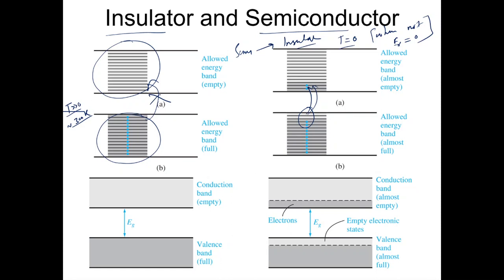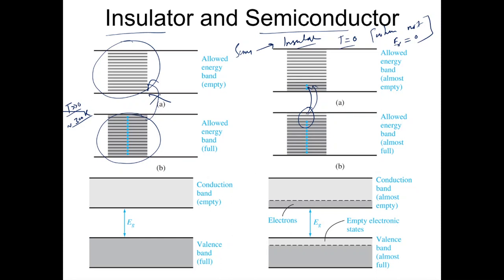Right? Because there are no valence electrons. But at finite temperature, some of these valence electrons will move to the conduction band, and those electrons in the conduction band will be available for conduction, will contribute to conduction, and the semiconductor will become a conductor with a finite resistivity. And that's why the semiconductor is called semiconductor, because it's both a conductor and an insulator.